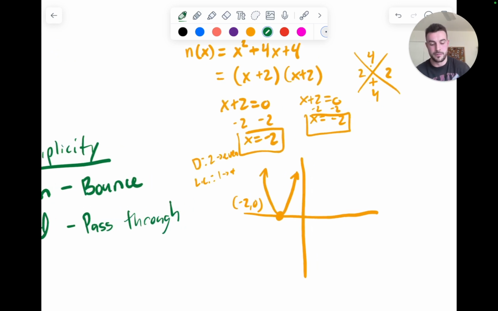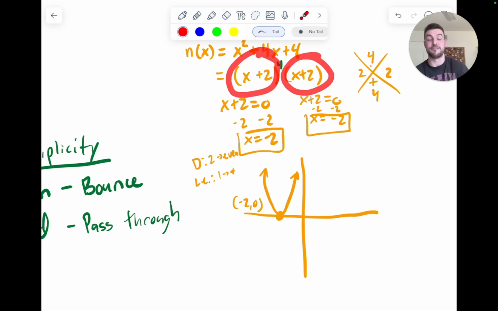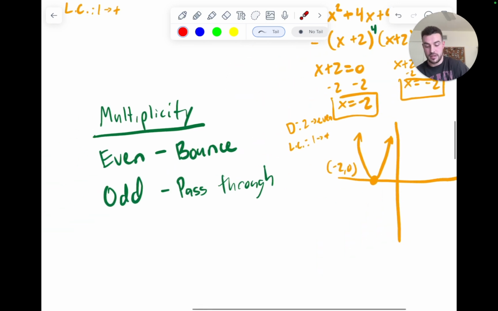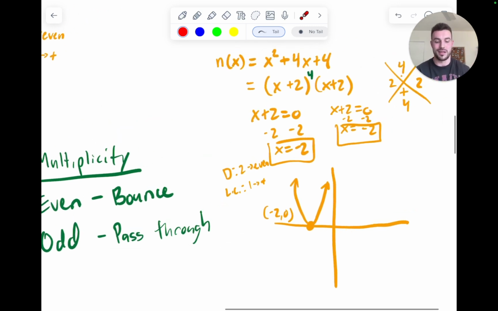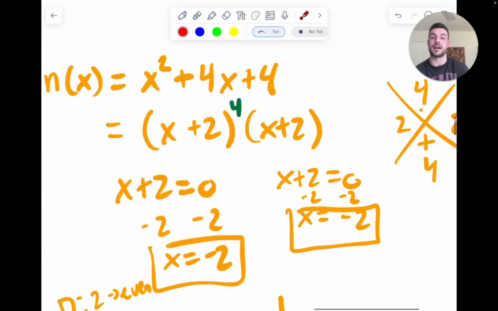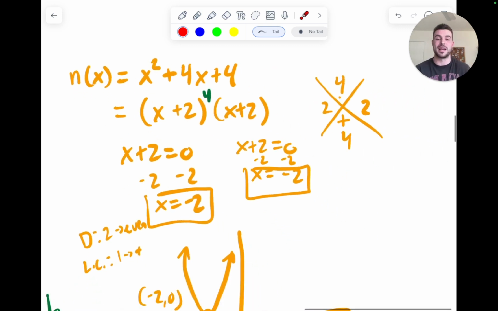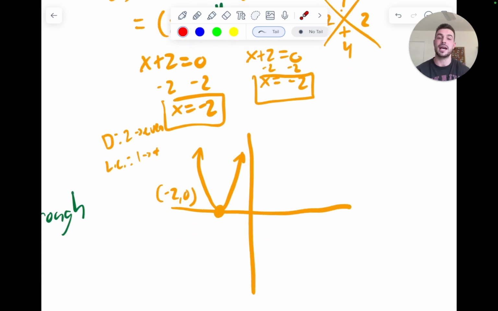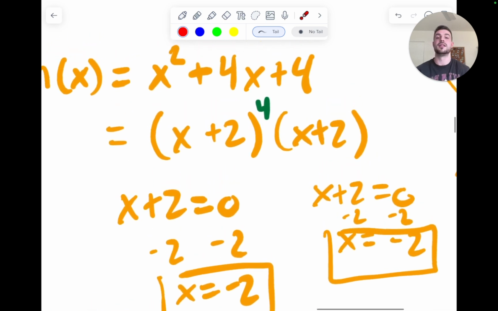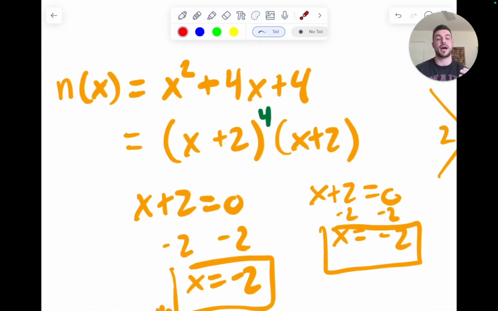So let me give you a scenario. If we were to have a 4 there, well, technically now we have 5 of these. 5 is an odd number, so that means that when we get to that intercept, we would pass right through. Now, if I did change that to a 4 up in the exponent, we have 4 and then 1 here. Technically, my degree is 5, and my end behavior would look different. The key idea is, no matter what the multiplicity is, if it's even, we bounce. If it's odd, we pass through.